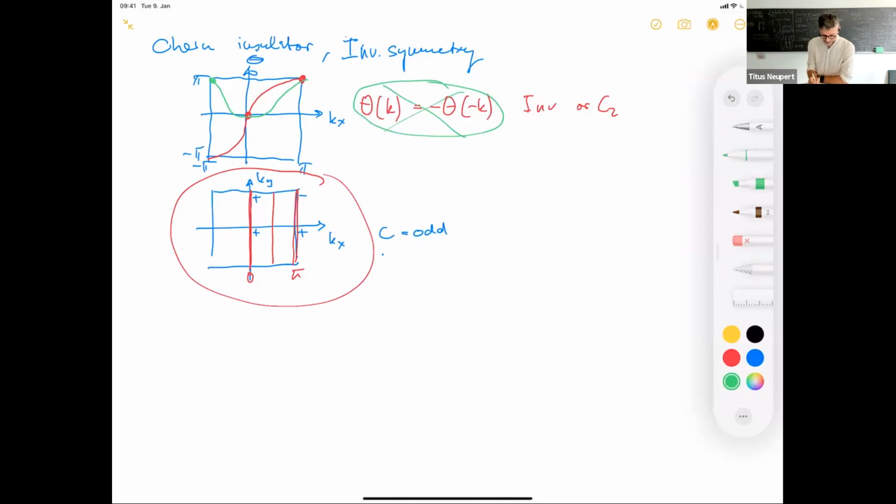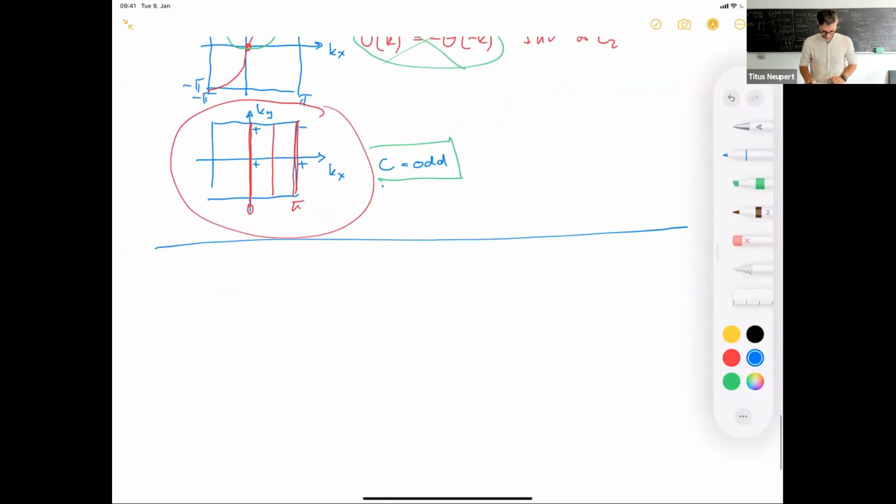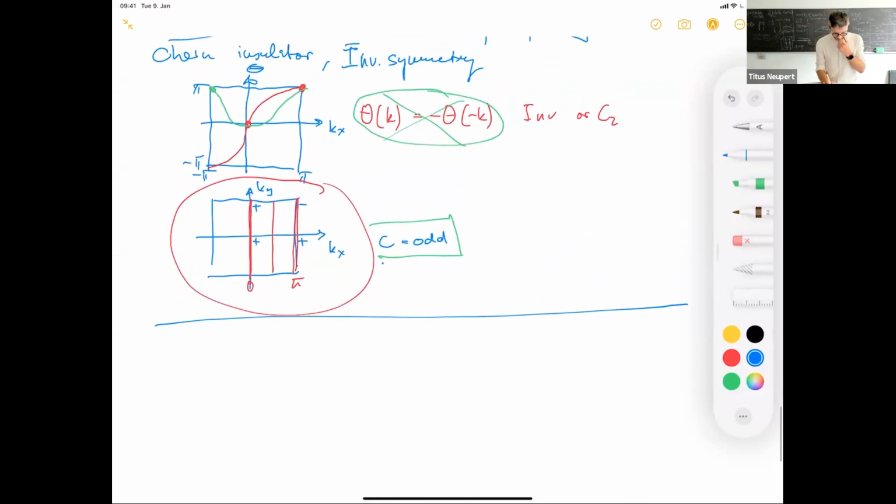So we've basically shown, using this Wilson loop argument, the relation that the Chern number is odd if you have such a pattern, an odd number of inversion eigenvalues which are -1. All right, so that was just a little 101 addition to what we did yesterday. But now we want to really go to topological crystalline insulators.